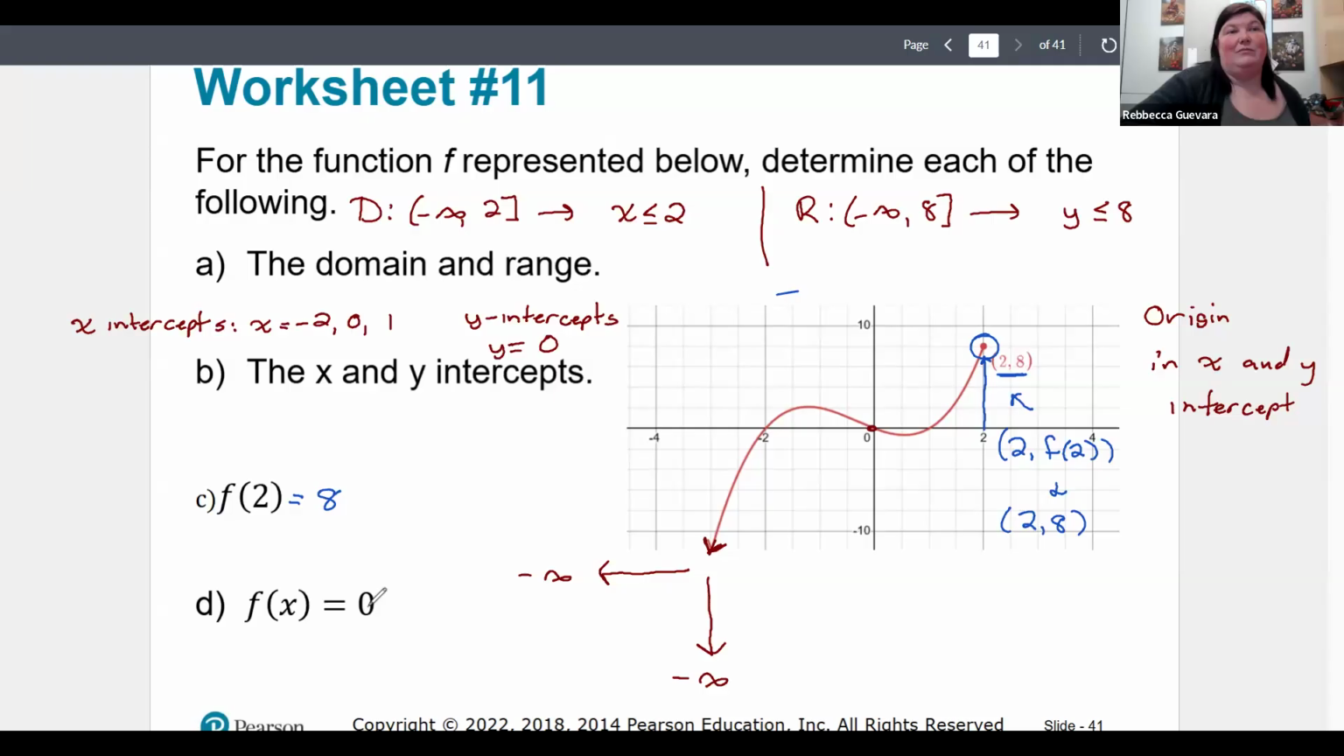f(x) equals 0. So that means x would have to be, that's that point right there. Well, x will also be 0.